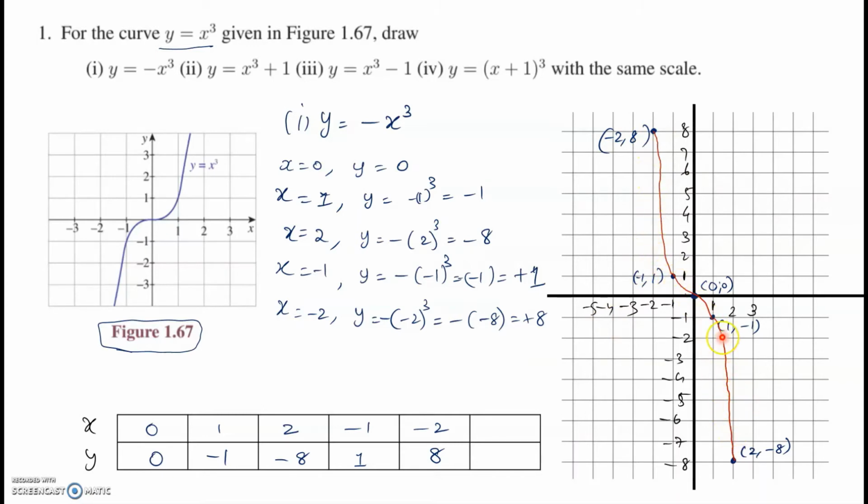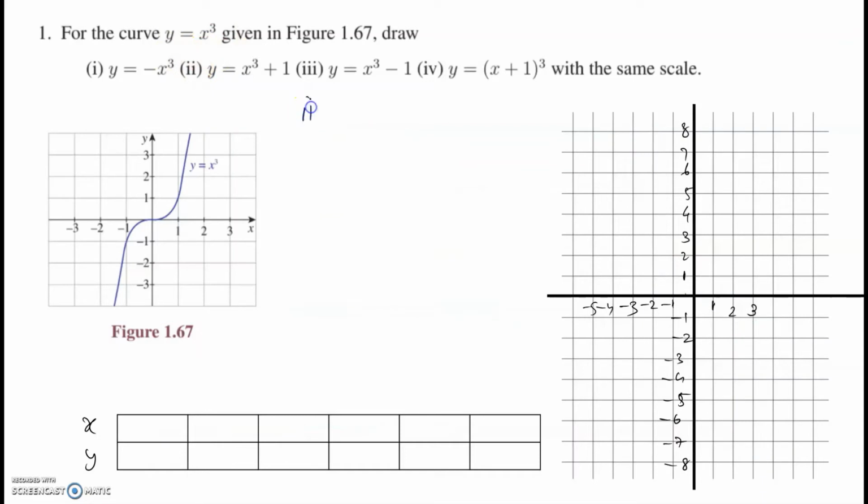Pardon me for my bad drawing, but you can see that it's a mirror image, a reflection of y is equal to x cube. So the first curve, which is y is equal to minus x cube, is a reflection of the given curve.